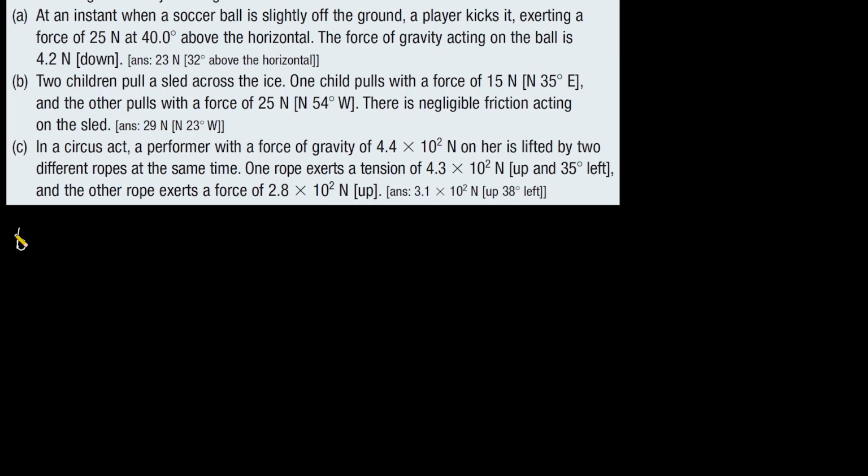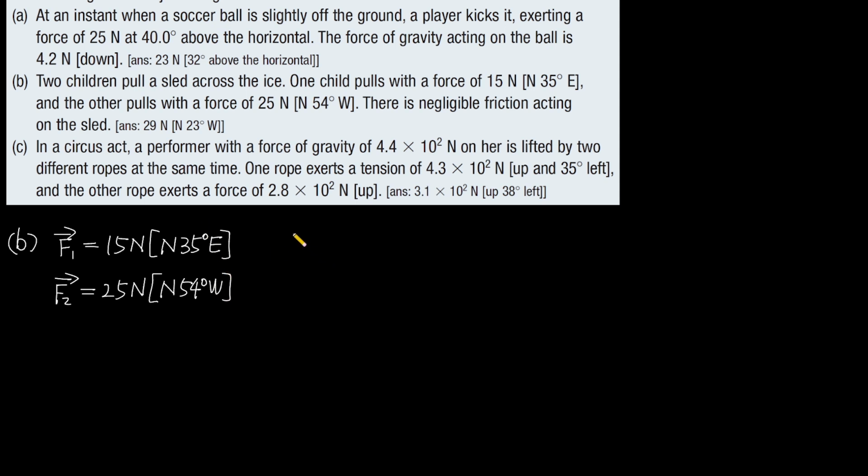Now question B, we use force 1 to represent the force that one child exerts on the sled. So force 1 is 15 Newton, and direction is north and 35 degree toward east. And we use F2 to represent the force that the second child exerts on the sled. So F2 is 25 Newton. Direction is north and 54 degree toward west.